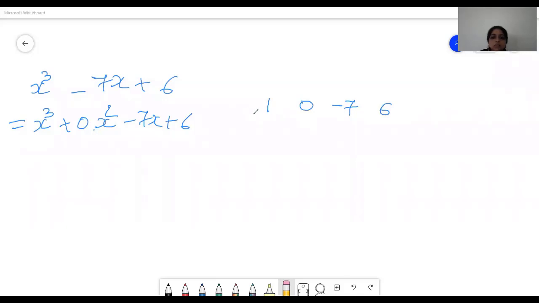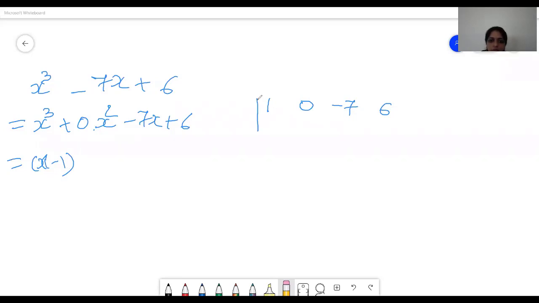When the summation of all coefficients is 0, one factor will be x minus 1. Here the summation of all coefficients, 1 plus 6 is 7. 7 minus 7 is 0. So here the summation of all coefficients is 0. Therefore the factor is x minus 1.